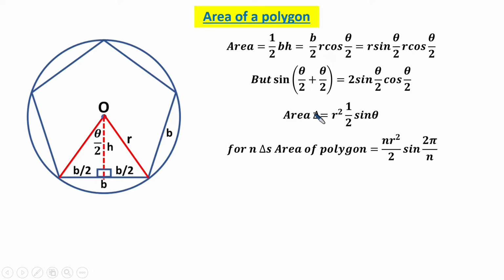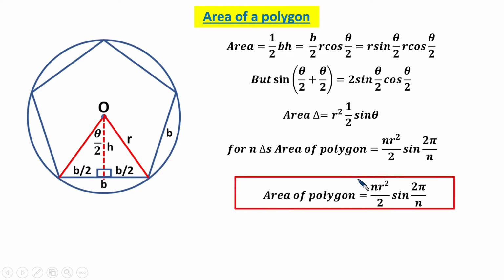So the area of the triangle is r square times sine of theta, and this 2 comes here. For n triangles, the area of the polygon will be n times r square by 2 times sine of theta. This theta is 2 pi by n. So if you know only this r, and how many sides, then you can find the area of a polygon.